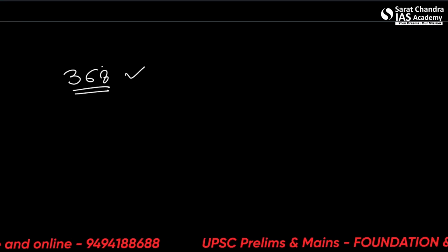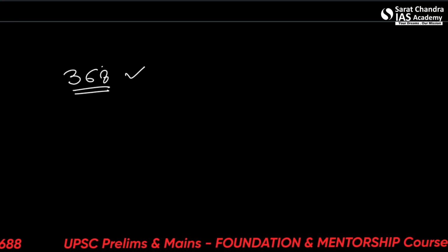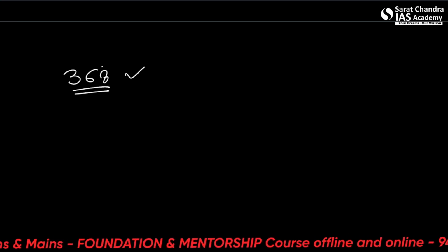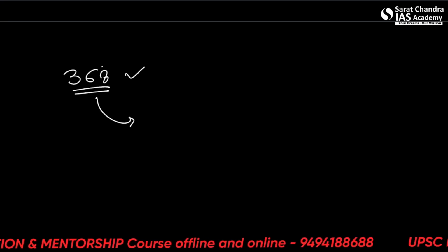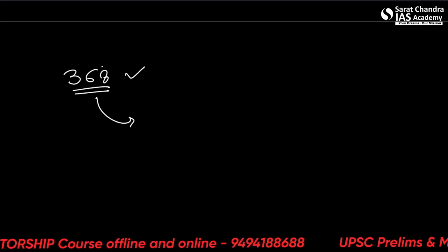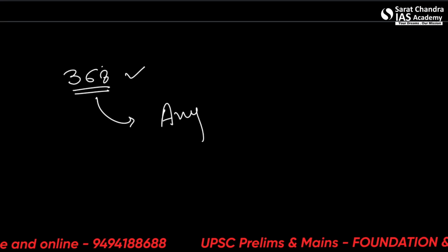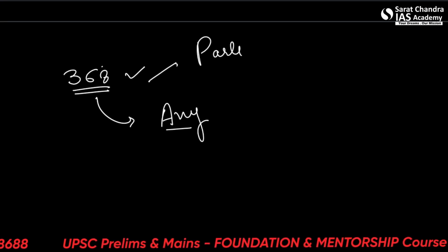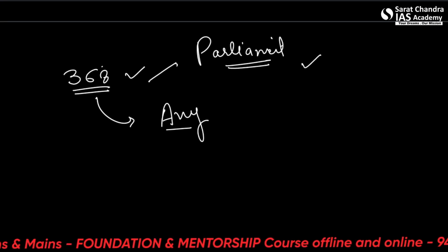I hope you all already know about the basic structure. Basically, it was a part of Kesavananda Bharati case, and the final judgment is that Parliament cannot amend those parts which are part of the basic structure of the Constitution. Okay, so Article 368 says that Parliament under Article 368 can amend any part of the Constitution. Alright. Any part of the Constitution can be amended by the Parliament, as it is a democracy, including the fundamental rights.